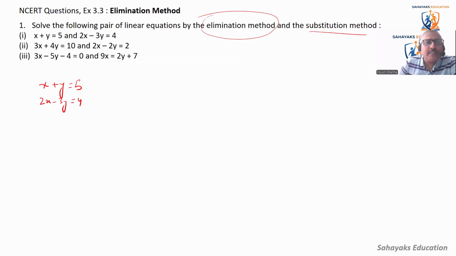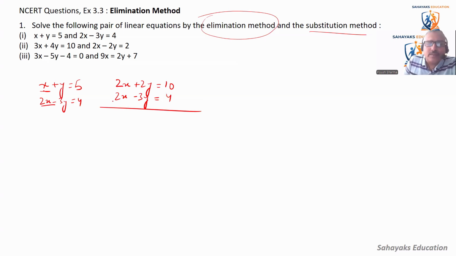Now what we are going to do is we'll make one thing same. It's like 2x here, so I will make it 2x here. To do that, I'm going to multiply this entire equation by 2. So the first equation becomes 2x plus 2y is equal to 10. The second equation was 2x minus 3y is equal to 4. Now I'm going to subtract the second equation from the first equation. When I subtract, the signs will change, and this will cancel out.